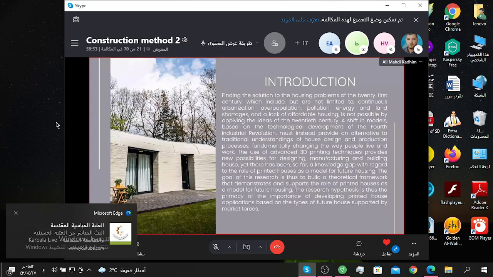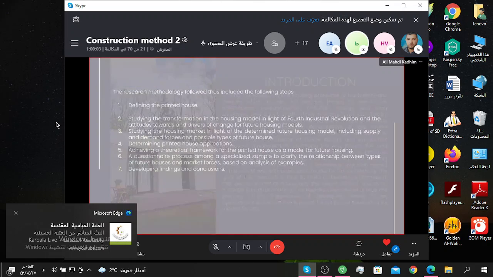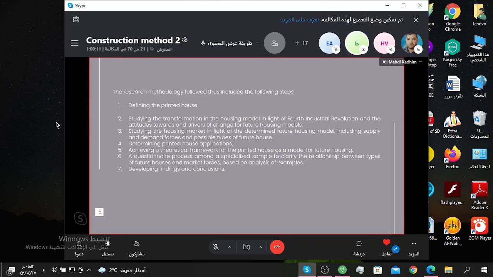The research methodology followed thus included the following steps. Number 1. Defining the printed house. Number 2. Studying the transformation in the housing model in light of the fourth industrial revolution and the attitude towards and drive of change for future housing models. Number 3. Studying the housing market in light of the determined future housing model, including supply and demand forces and possible types of future house.